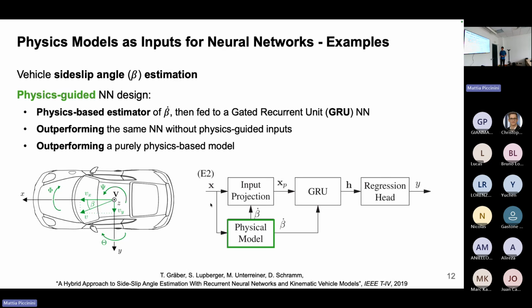And this is just an example. The idea is, again, use a physics-based model, compute a physical quantity, and give it as input to the neural network together with the others. And indeed, you can apply this approach to many other fields.